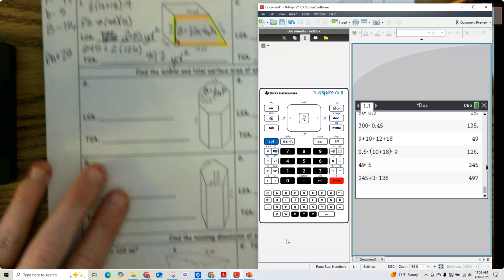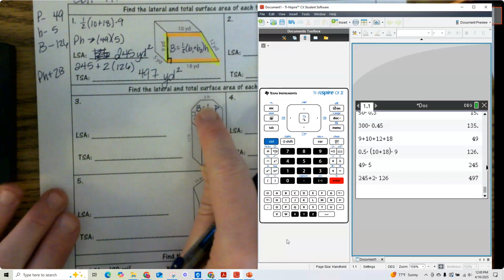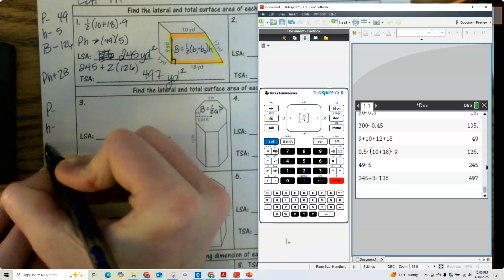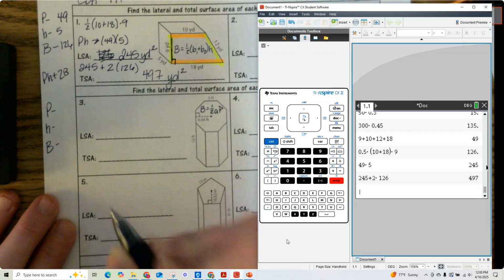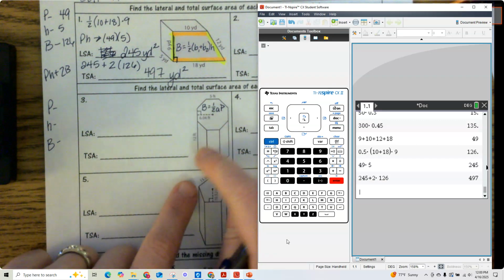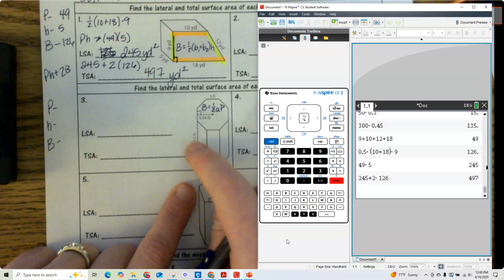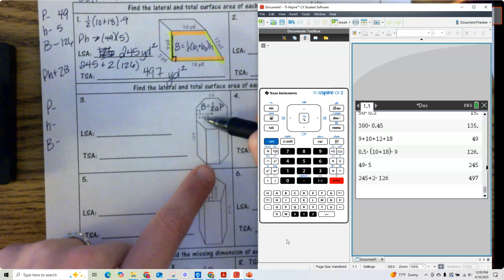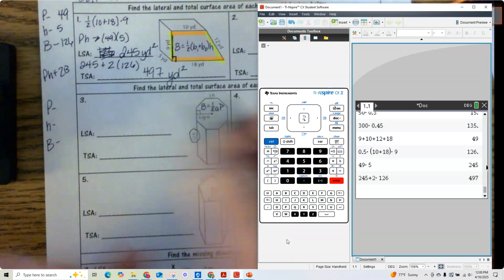Polygonal ones. Same pieces. We need the perimeter, we need the height of the shape, we need the big B. So the height of the shape on these, it's going to be on a rectangle. Does that make sense when I say that? See how all these faces are rectangles? It's going to be the measurement that's just touching a rectangle, not a base. But again, base to base, that's your height.